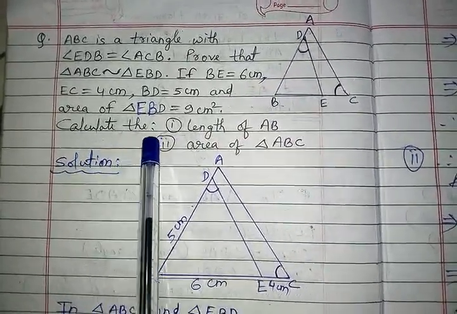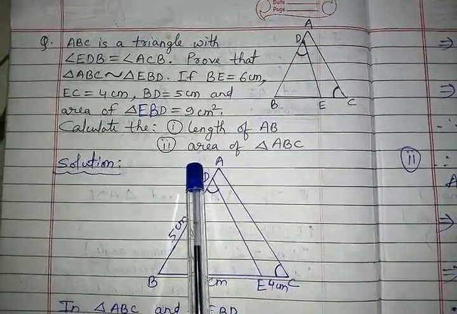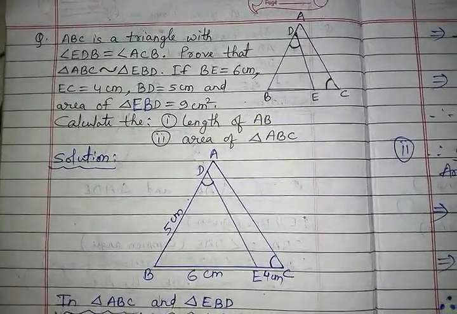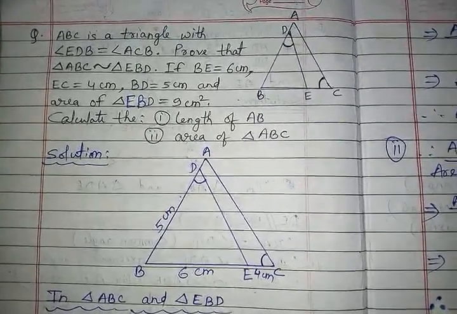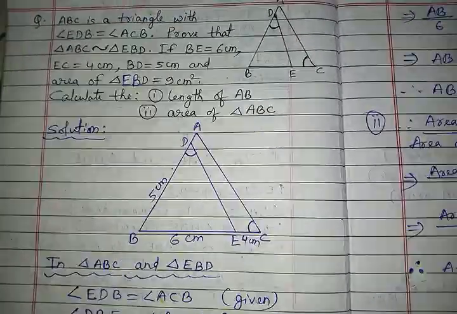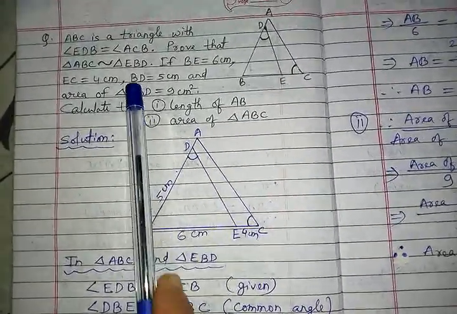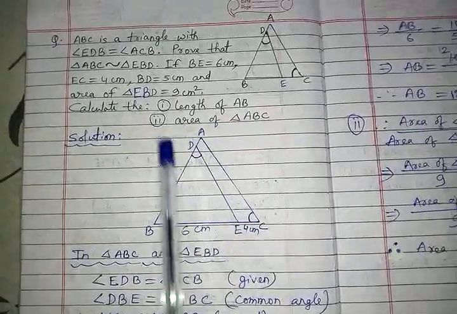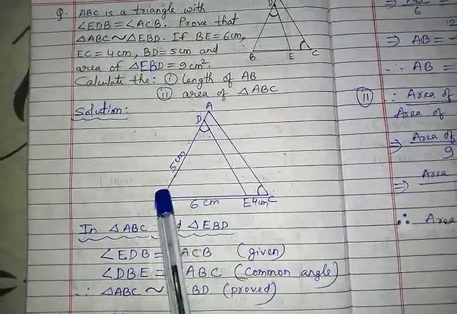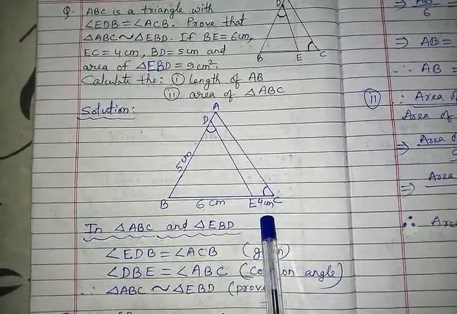Now the question is to calculate the length of AB and the area of the greater triangle ABC. So you have to find the area of the triangle also. Just now we have learned the area theorem, so we can solve this question very easily. So let us start the solution. I have drawn the same diagram here and all the given values I have put here as per the question. BD is 5, BE is 6 centimeter and EC is 4 centimeter.